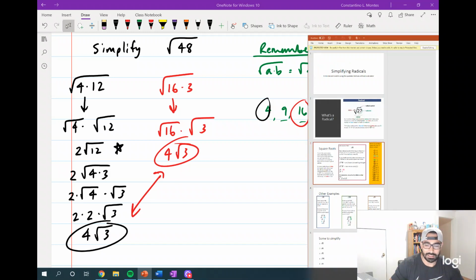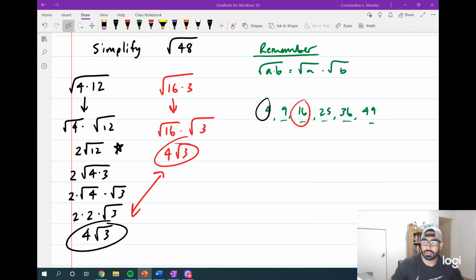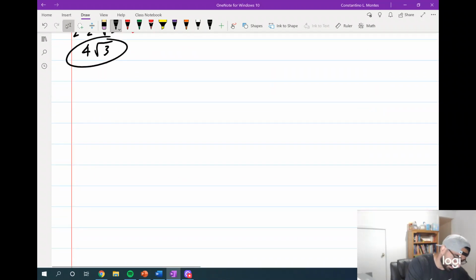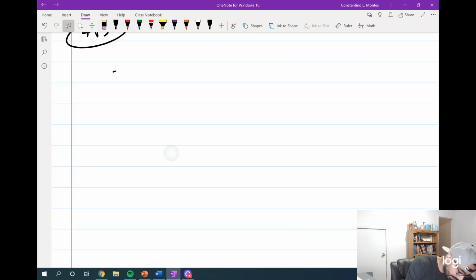I think I did. Square root of 48, square root of 180. Yes, we got one more example: the square root of 180. Let's do that one. Okay, let's go again, simplify. I'll just do it one way this time too. I won't confuse you guys. The square root of 180.